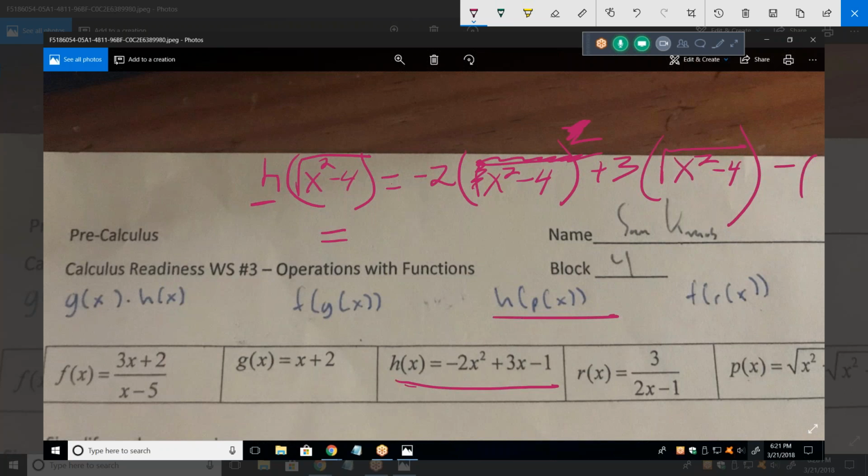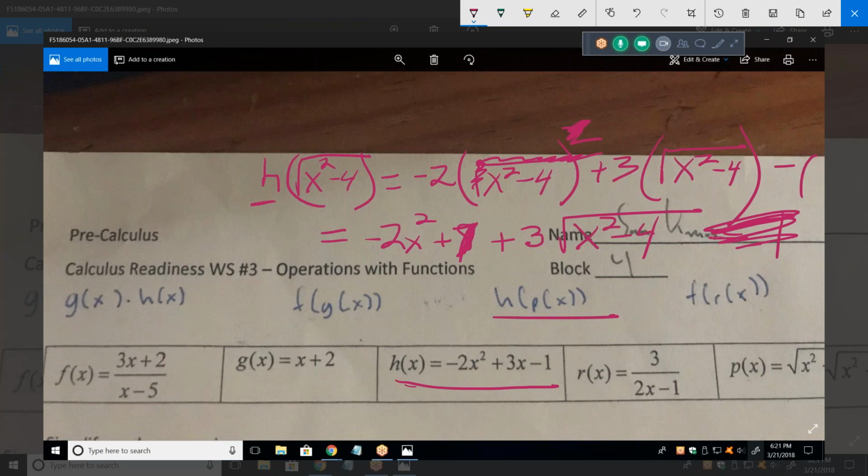Okay. Now if I distribute that, that becomes minus 2x squared plus 8 plus 3 times square root of x squared minus 4 minus 1. I can combine the minus 1 with the plus 8 and get plus 7. That's a fine way to write it. There's no rule. It says that's not actually a polynomial.